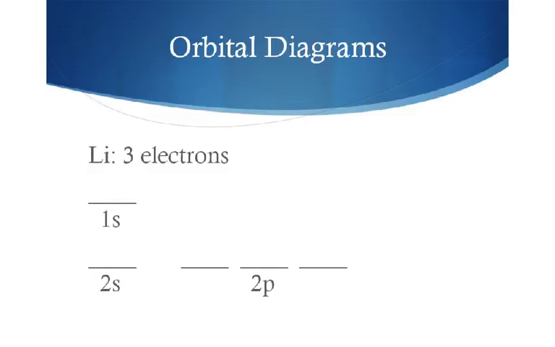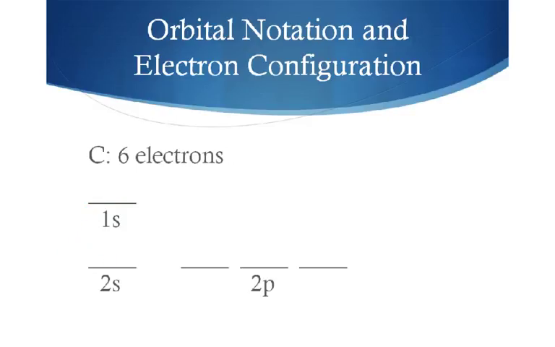Lithium, now 3 electrons. Well, the first 2 we know go there, but now we've got 1 left. Well, the next energy spot for the electron to go would be the 2s orbital. So this completes our orbital diagram for lithium.